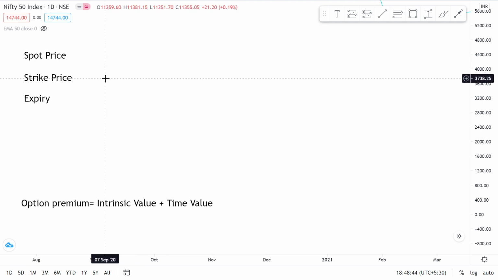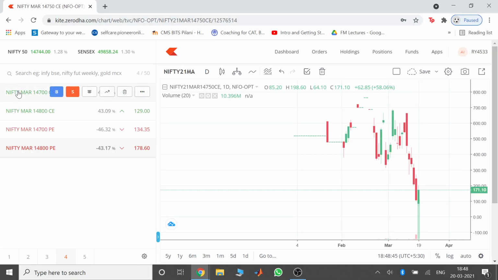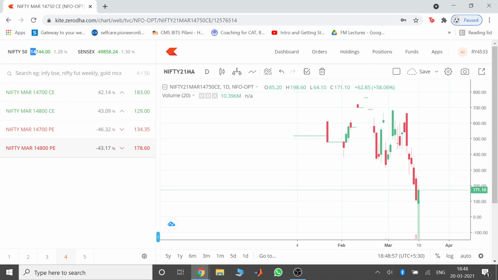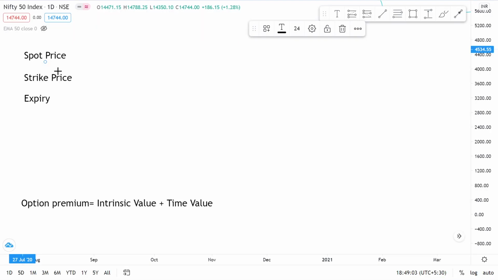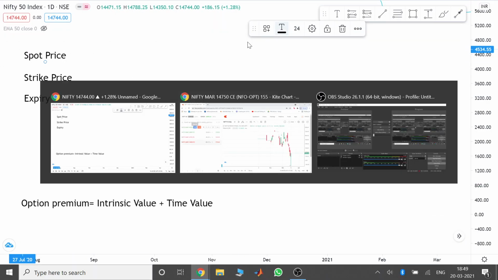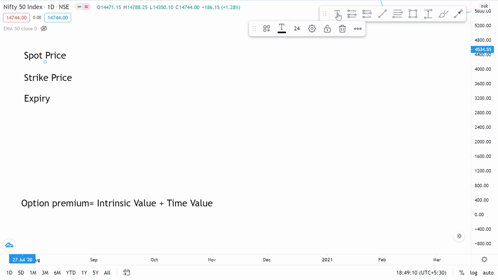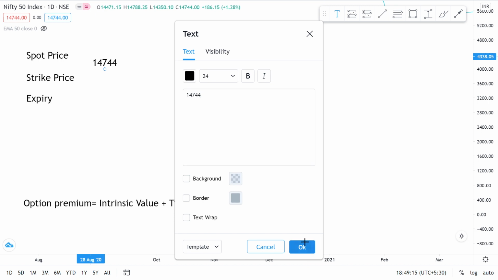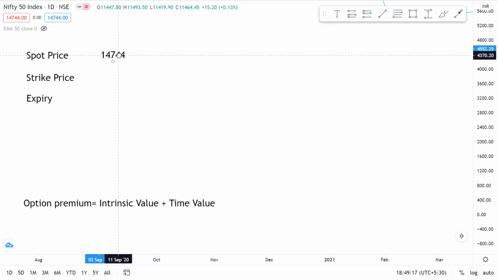For this, let me take an example for you guys. Let us consider this Nifty 14,700 call option as our example. For this Nifty 14,700, the spot price would be the current level at which Nifty is trading. So that is 14,744. That would be the spot price for this Nifty call option. Let's write that down. 14,744. That is the spot price for this call option.